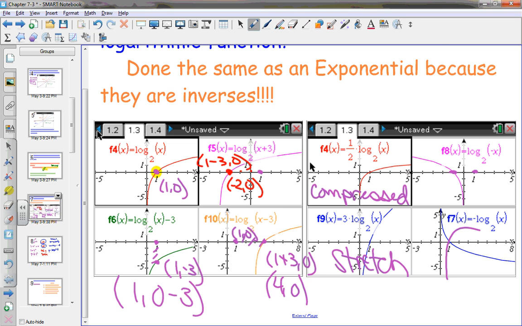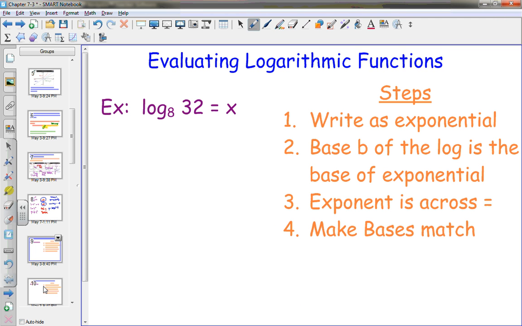Okay, now, evaluating. Evaluating is one of the most important things that you're going to do with a logarithm. Okay? If I have log base 8 of 32 is equal to x, the first thing you're going to do is find the base. The base is going to be the lovely little number that is right attached to the log. So what is the base? 8.